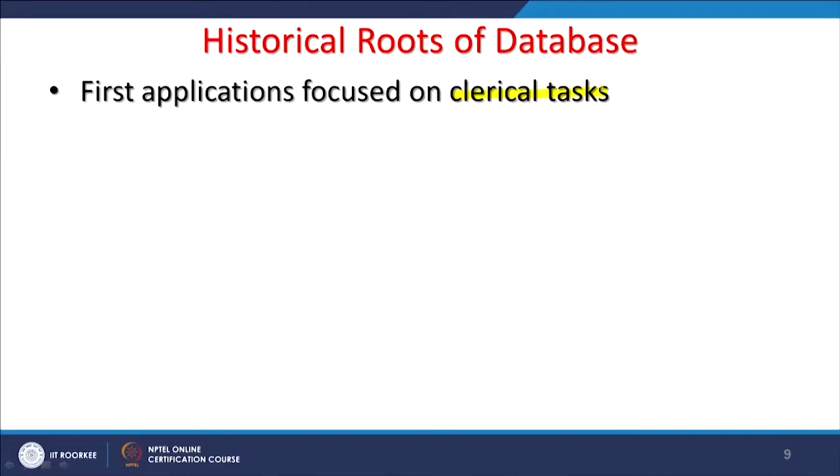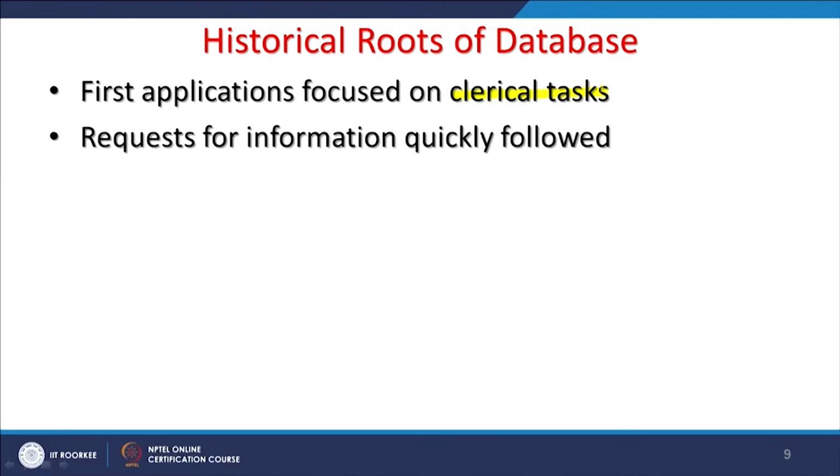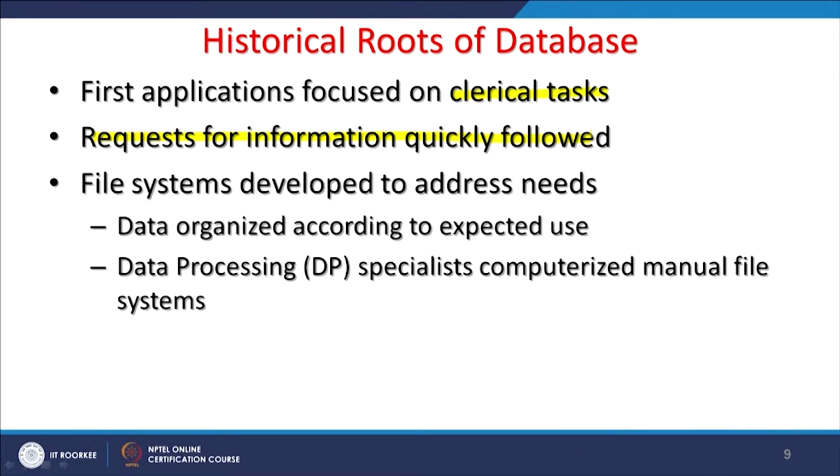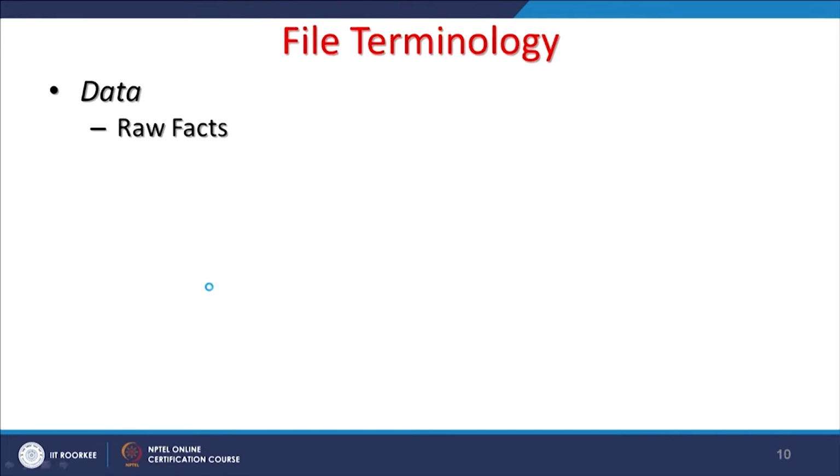First, applications focused on clerical tasks, simple tasks which a clerk used to do in an office. It was thought: let the computer do it. A request for information was quickly forwarded; if somebody asked for information, let's share that information. So, basically we started with a file system, which was developed to address the needs of data organized according to expected use, and data processing specialists computerized manual file systems. Now, this terminology which started with the file system still continues in our database.